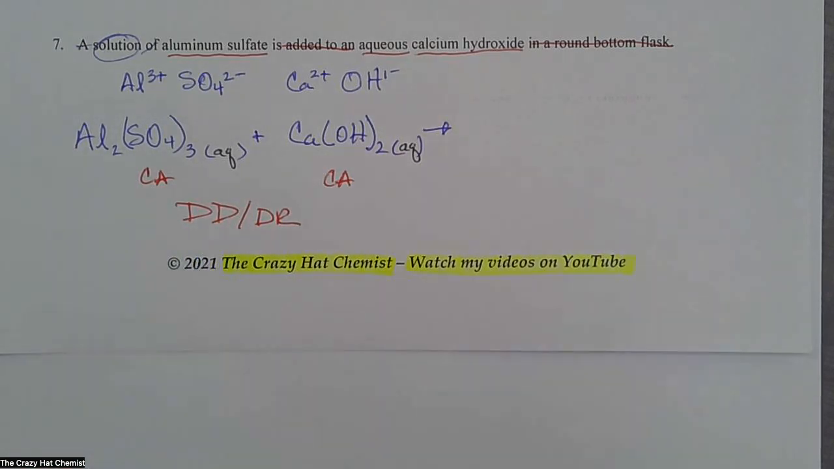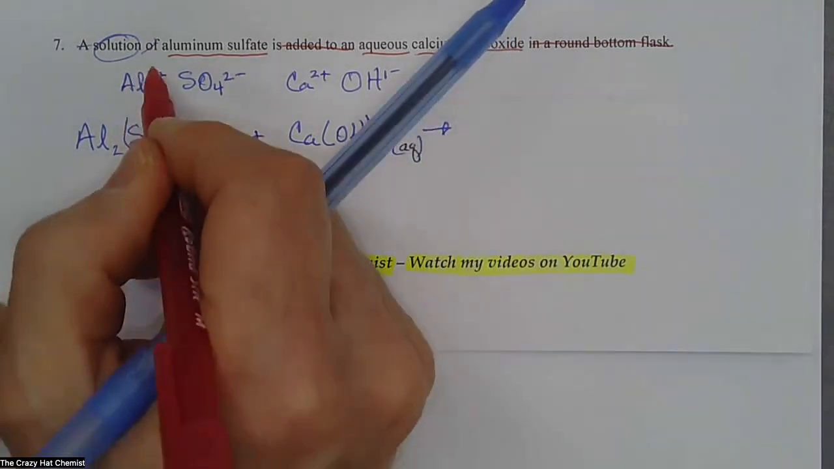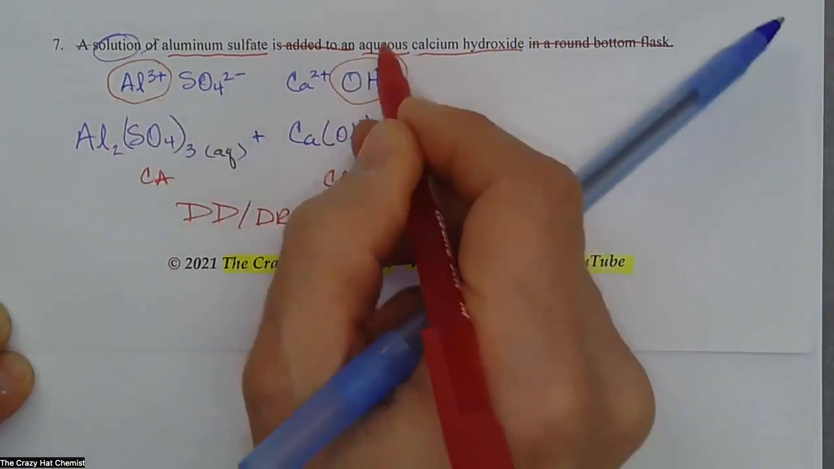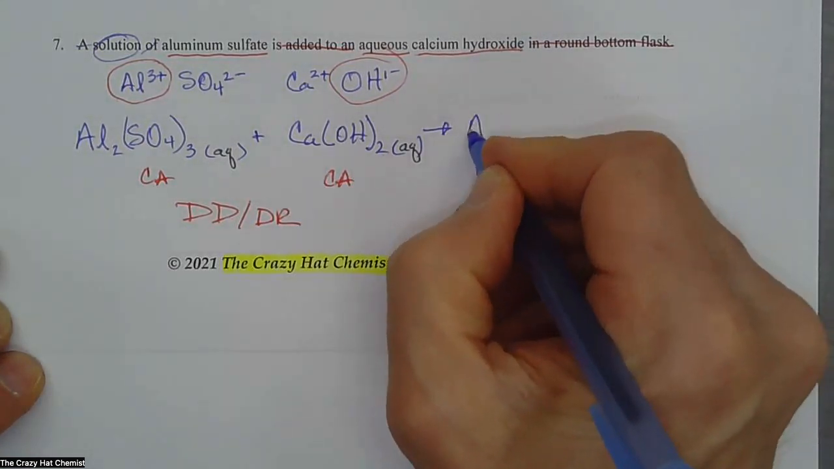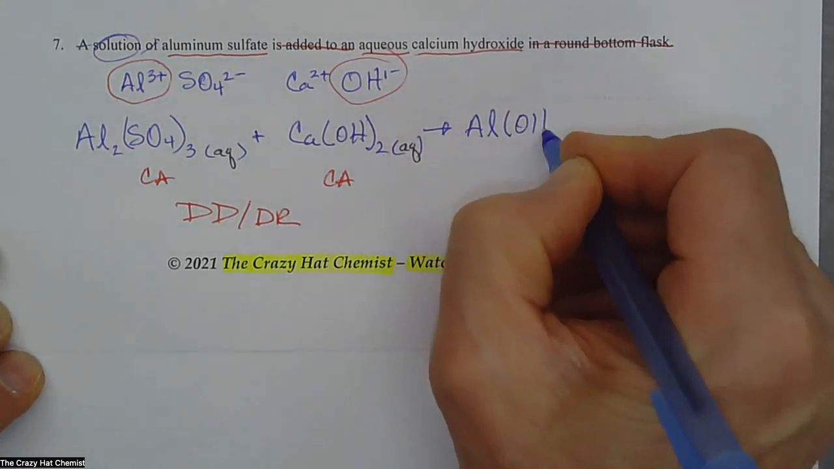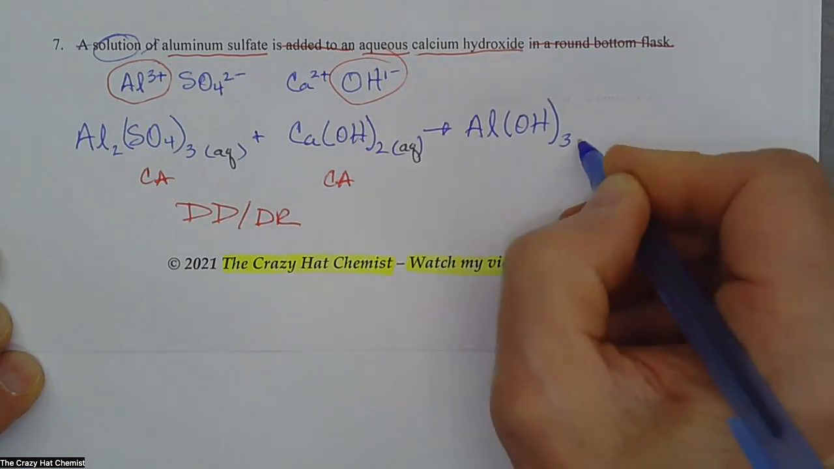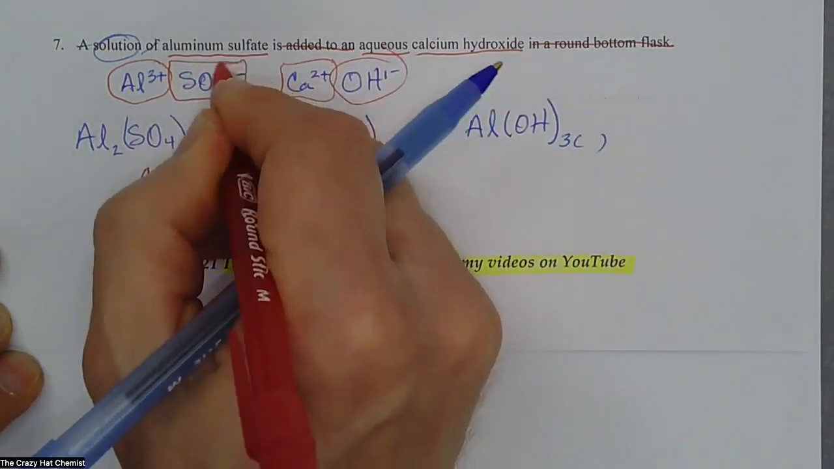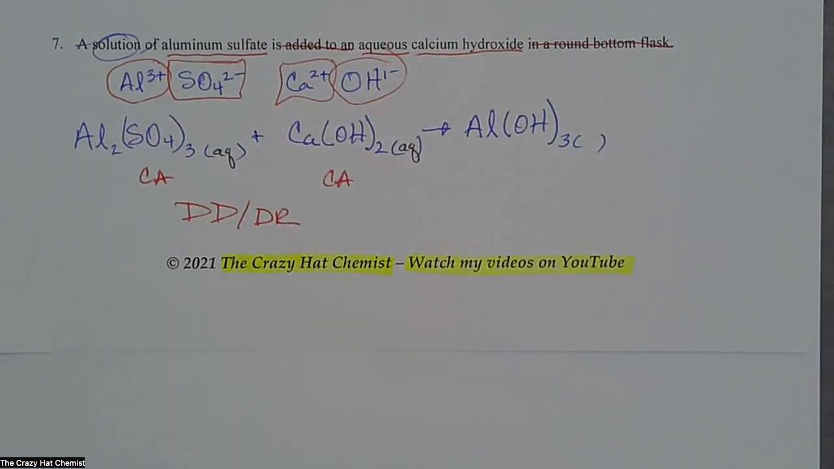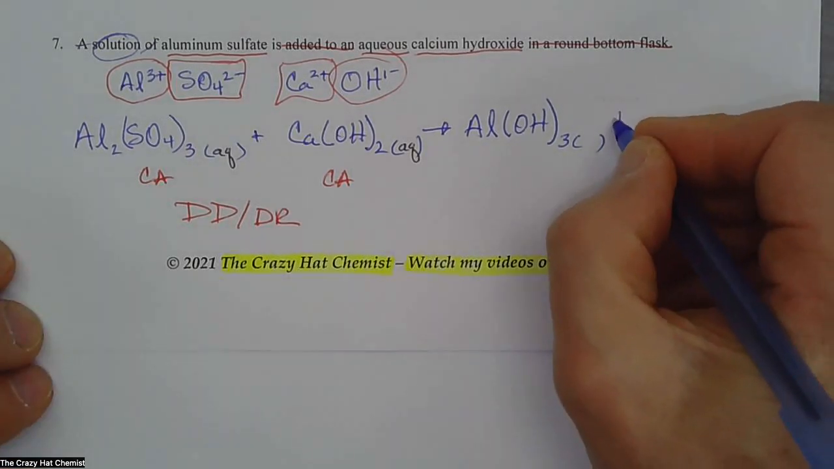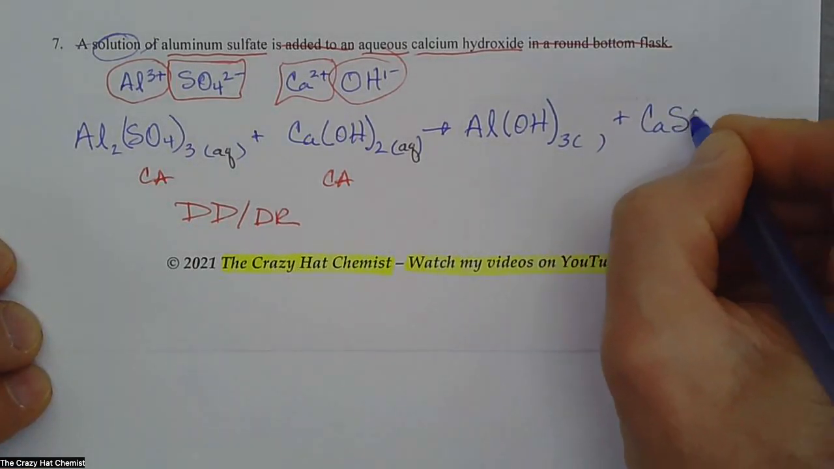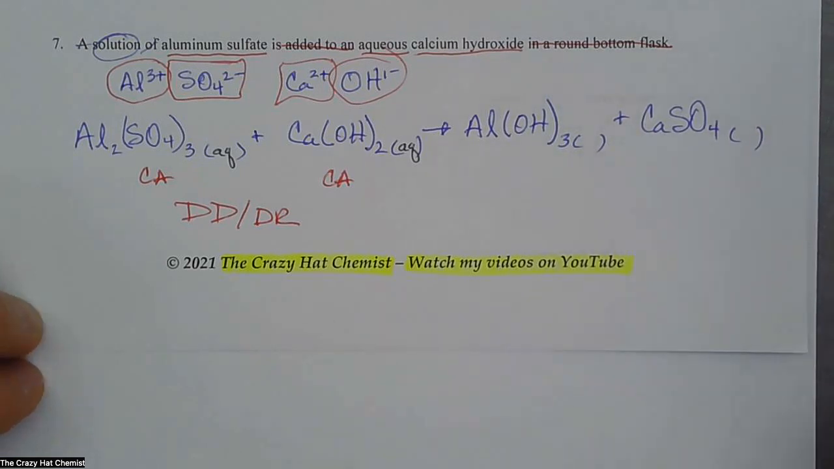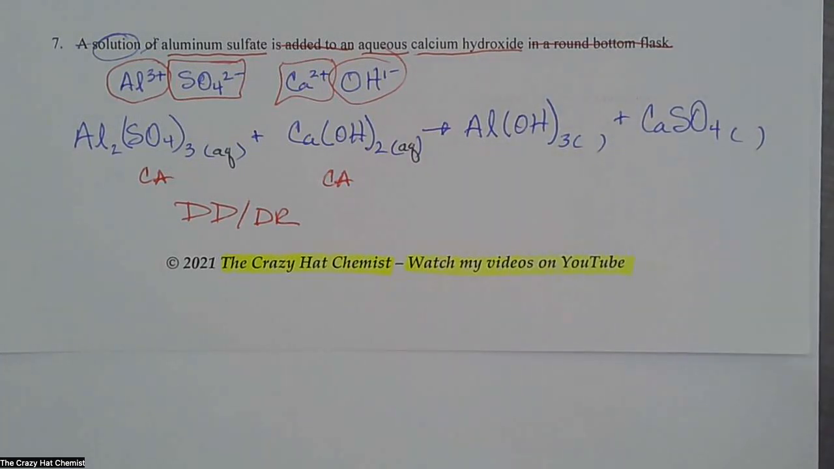Okay, since this is a double displacement, double replacement reaction, we're going to write our products. It will be aluminum hydroxide, that is Al(OH)3, and look at that, there's a parentheses around that OH. All right, and then it will be calcium sulfate, and notice that calcium and sulfate both have a 2 charge, so that's going to reduce to CaSO4.